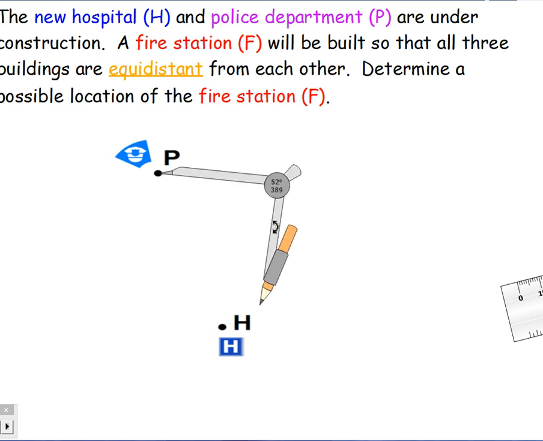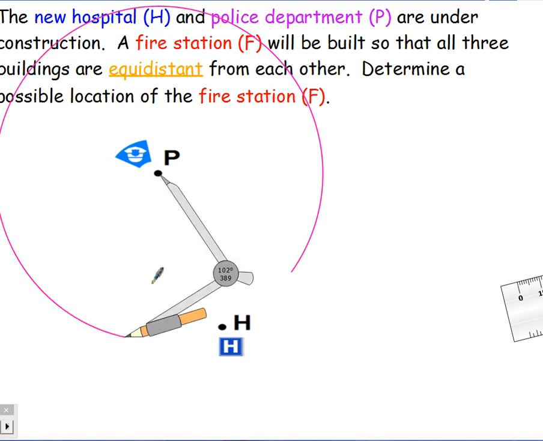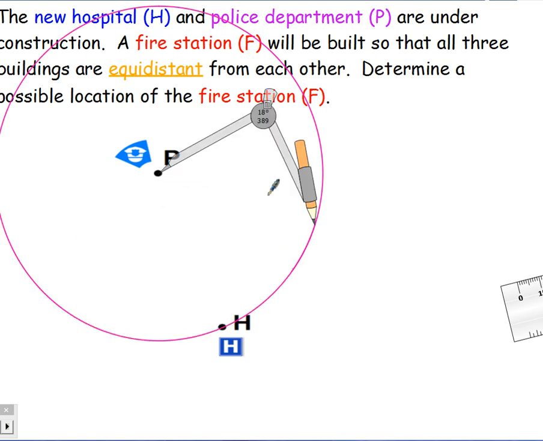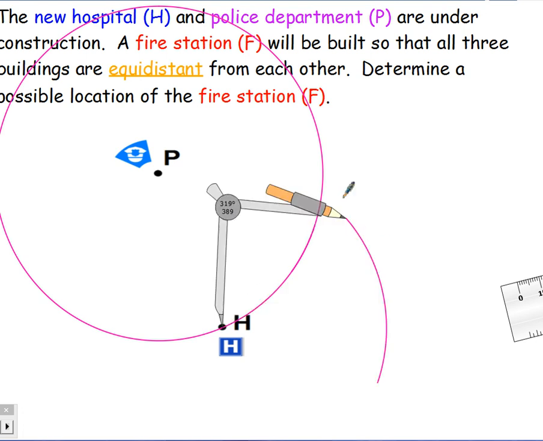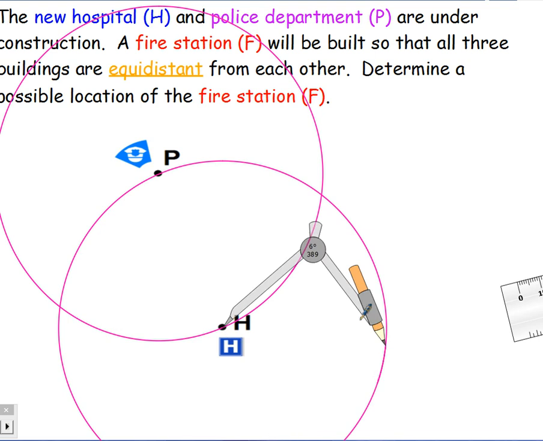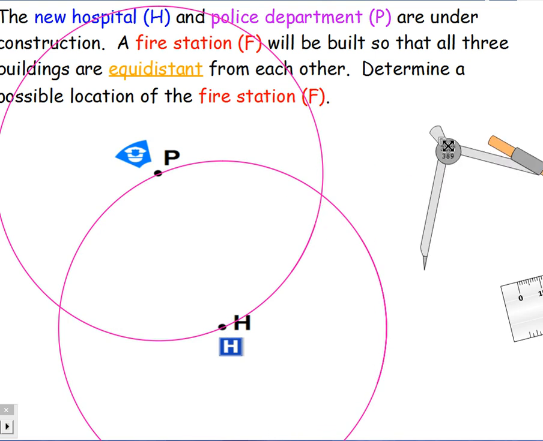Okay. So anywhere in here is equidistant. And what about here? If I go here, anywhere there is equidistant. What do we think? Okay, so I have the same distance. I made a circle around and a circle around. Where exactly would be equidistant from both of them? Right here and right here.